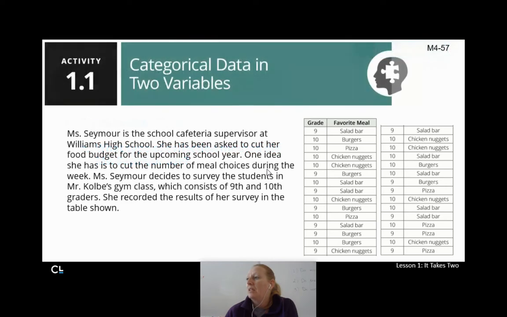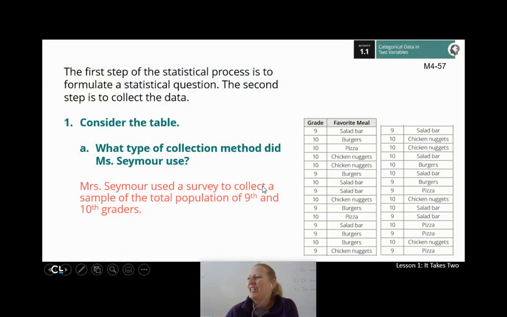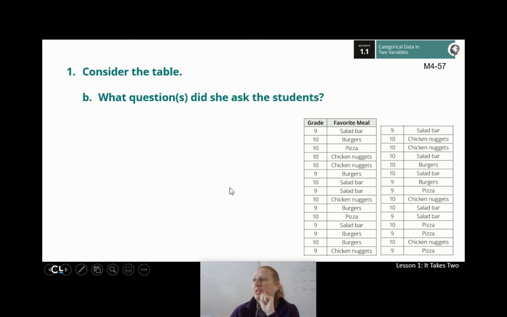If you flip back, it says that she decided to survey the students. So Miss Seymour used a survey to collect a sample of the total population of 9th and 10th graders. She didn't ask the whole school. She didn't even ask all of the 9th and 10th graders. She just picked a sample of the 9th and 10th grade population. So what questions did she ask the students? Hit pause, jot down your thoughts, hit play when you're ready to keep going.